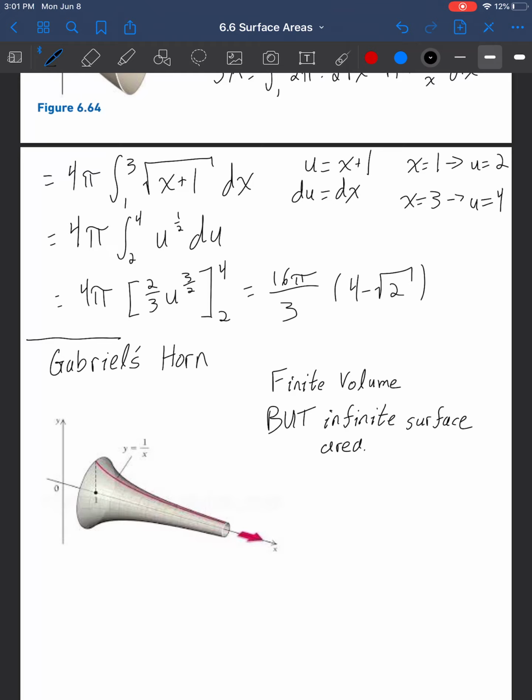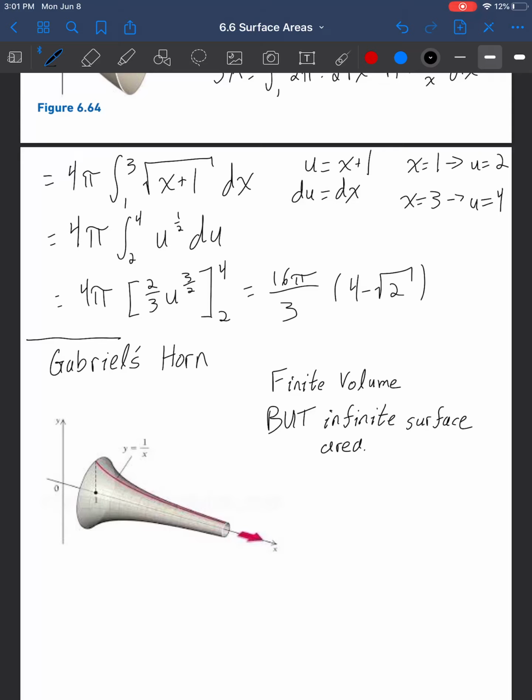So this is really interesting, right? What this means is that if you had some real-world version of Gabriel's horn, what you could do is you could take a finite amount of paint and pour it into the horn and cover the entire surface area of the horn, which is why it's kind of a paradox, right? It doesn't really feel like this is something you should be able to do.